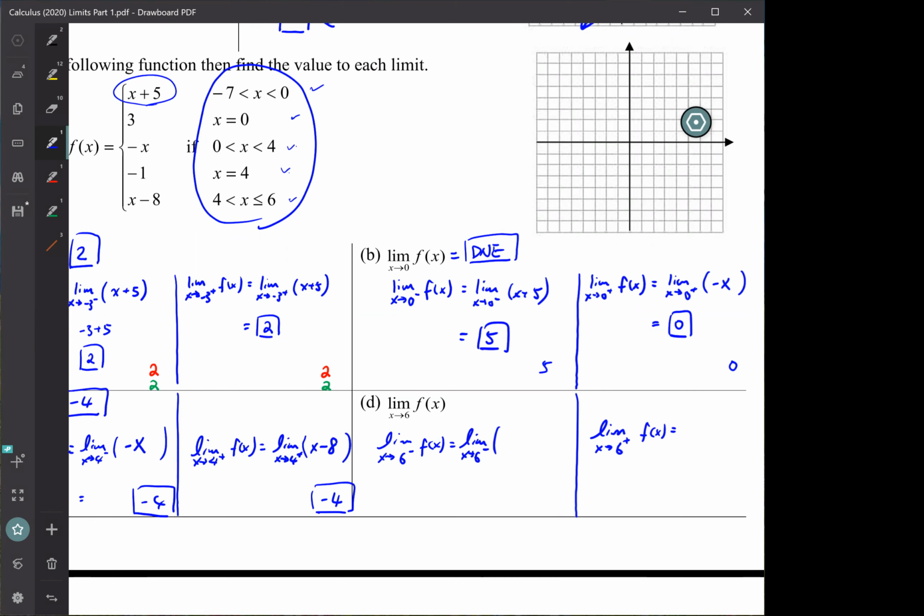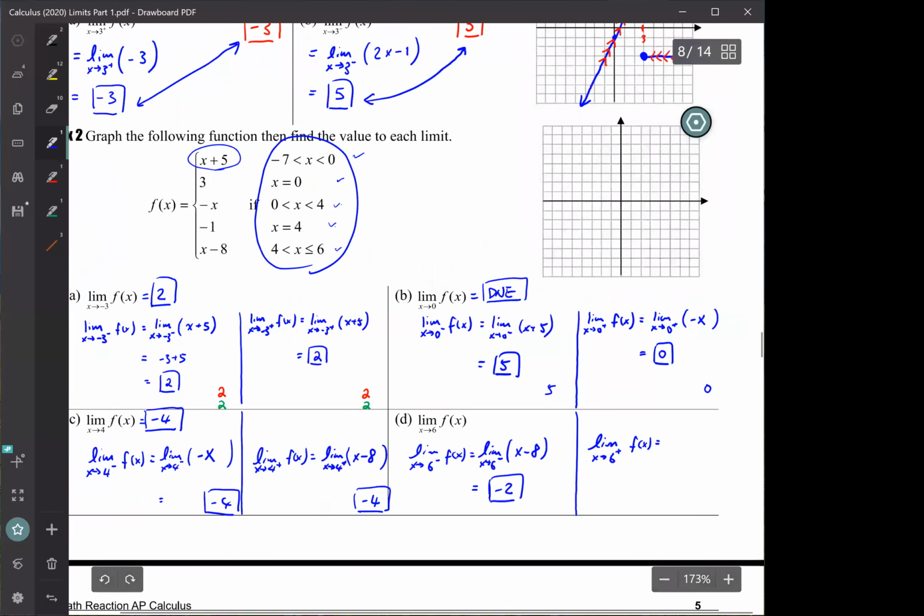It's 6.1, right? We're doing left side, left side. Would it be x minus 8? Yes. Because it's like 5.9, right? Use 5.9. So the answer should be what? I have negative 2. Yeah, negative 2 is correct, right? You plug in 6, 6 minus 8.